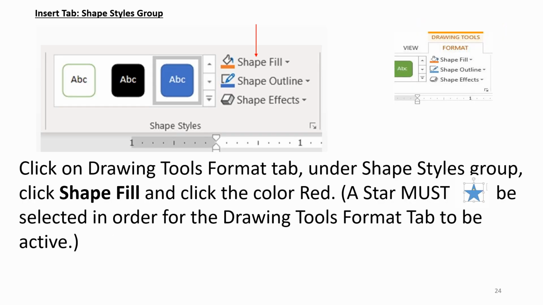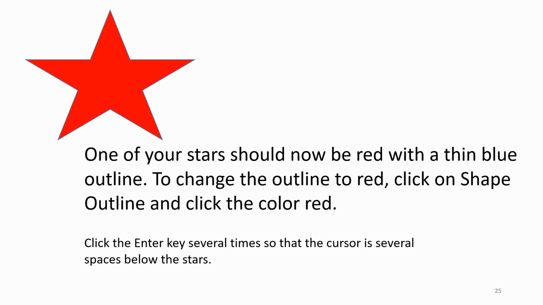Insert tab, Shape Style group. Click on the Drawing Tools Format tab. Under Shape Style group, click Shape Fill and click the color red. A star must be selected in order for the Drawing Tools Format tab to be active. One of your stars should now be red with a thin blue outline. To change the outline to red, click on Shape Outline and click the color red. Click the Enter key several times so that the cursor is several spaces below the star.